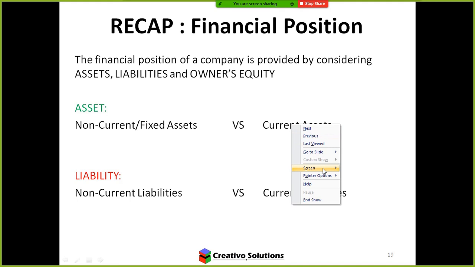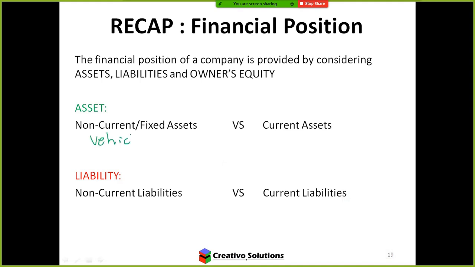Can you give me examples? Give me some examples of non-current assets. A vehicle. Good. What else? Buildings. Give me one more. A popular one. Equipment. Yes.